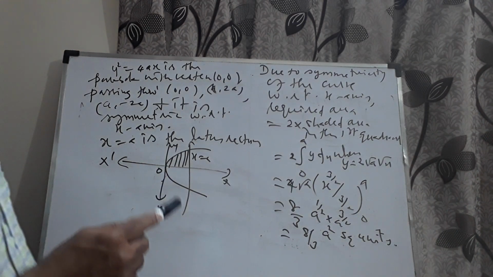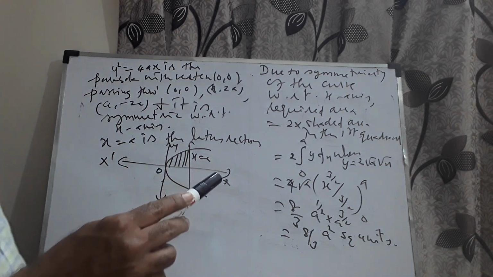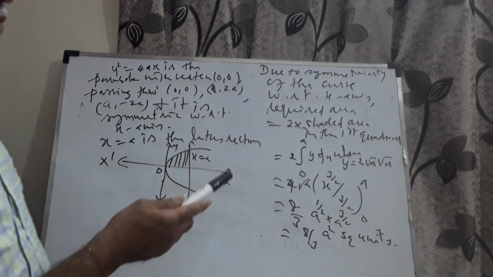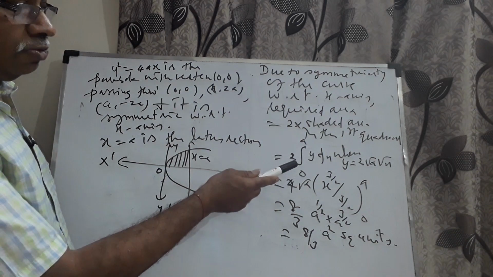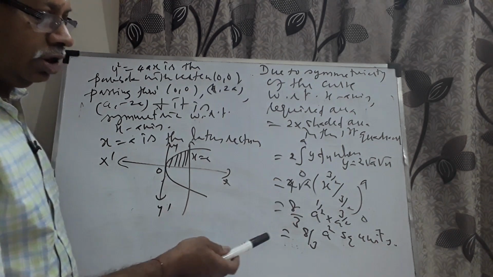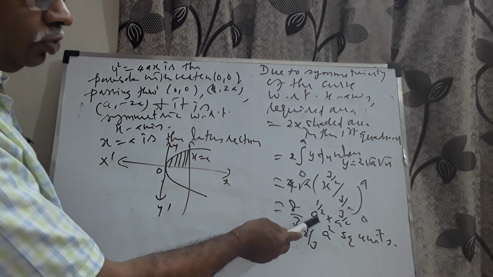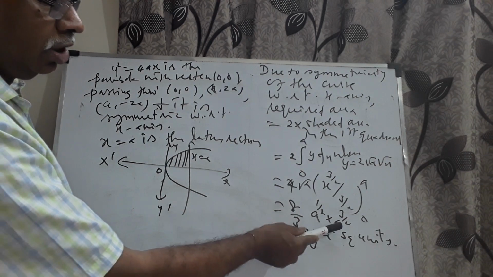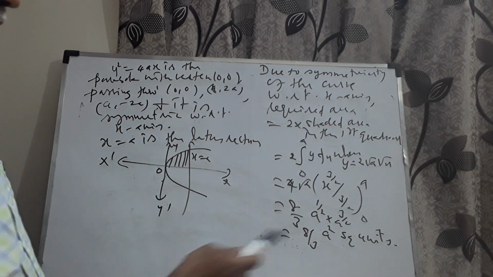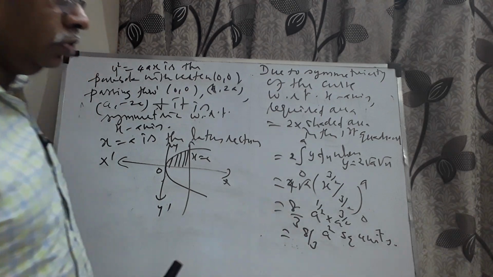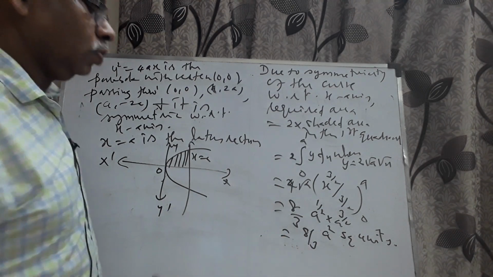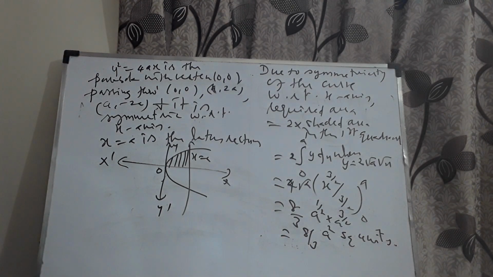That is twice of integral 0 to a of y dx, where y is 2 root a into root x. That's 4 root a into x power half, integral becomes x power 3 by 2 by 3 by 2. Over 8 by 3 into a power 3 by 2 into a power half, a power half into a power 3 by 2. So it is reduced to a square. 8 by 3 a square units will be the final answer.